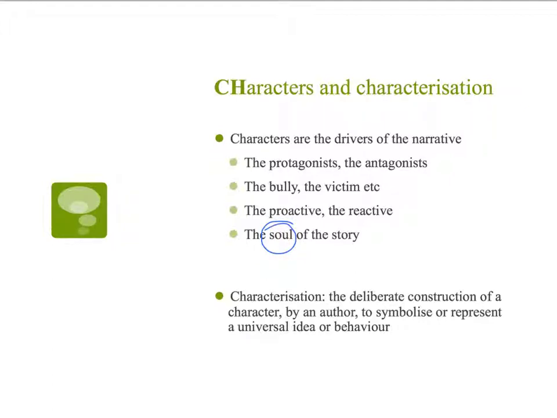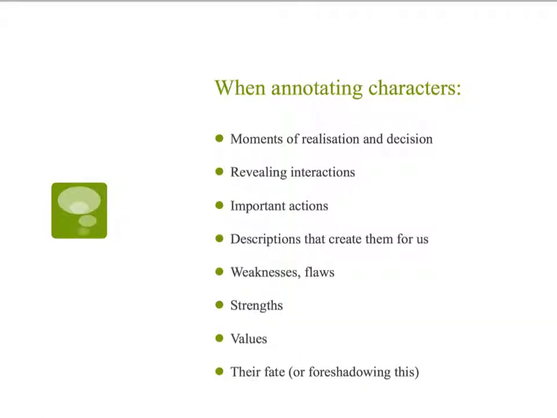This word characterization is probably new to you, and I want you to understand this in terms of literature, that characters are deliberate constructions by an author to symbolise or represent a universal idea or behaviour, like the villain, for example. So what are you looking for when you're annotating for characters?